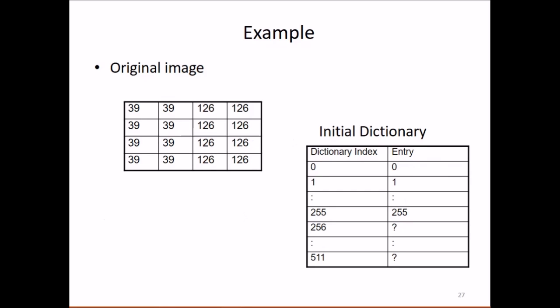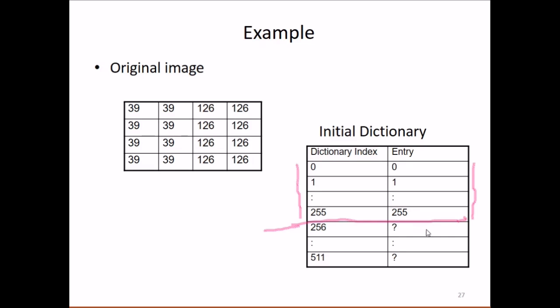Say, what we have done, this is the original image. Now these are the values of the dictionary. These are the entry values. So till here, this is known to you. We enter the values 0 to 255 here.